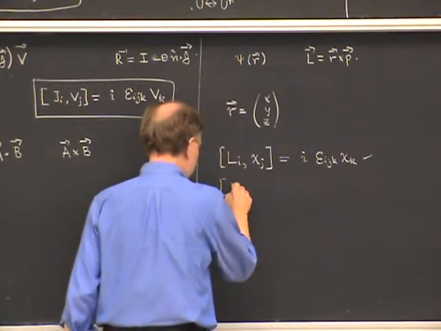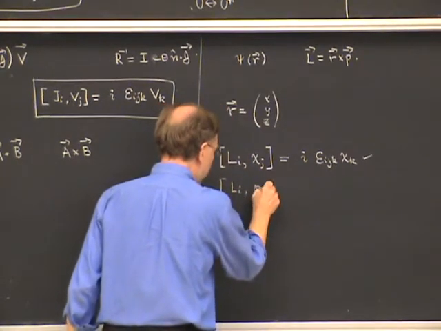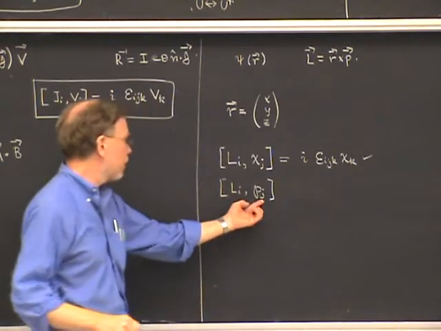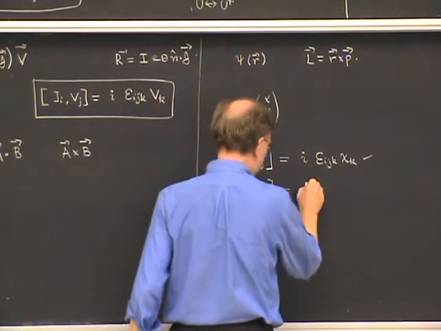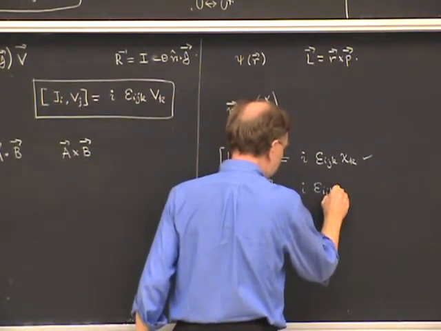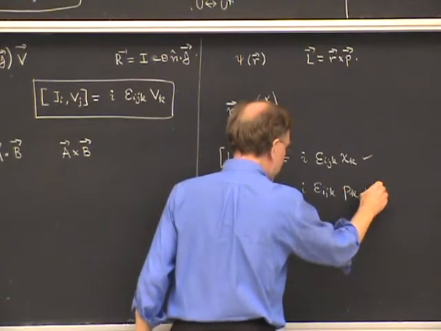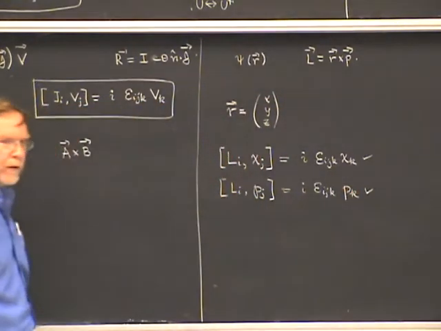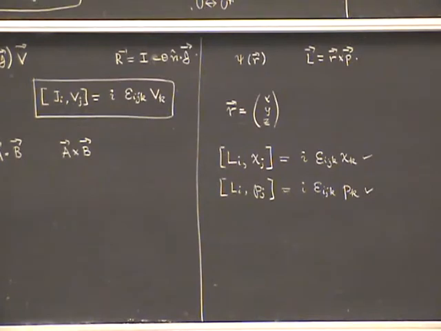Likewise, it's pretty easy to compute the commutators of the components of angular momentum with linear momentum. And if you do that, you find you get i epsilon_ijk p_k, showing that the linear momentum is also a vector operator, just as you would expect.